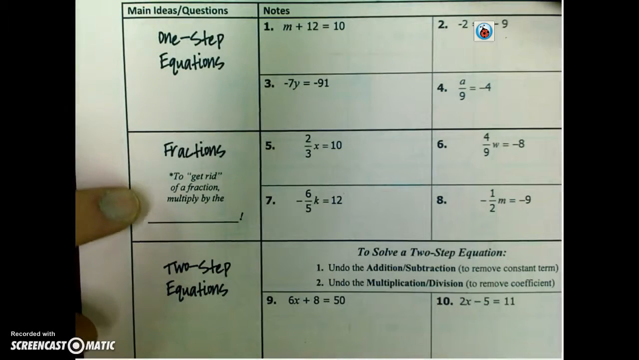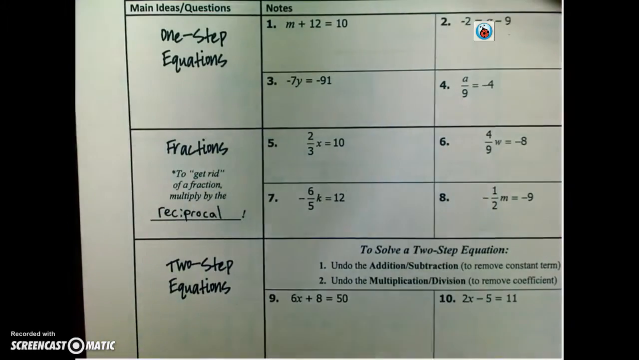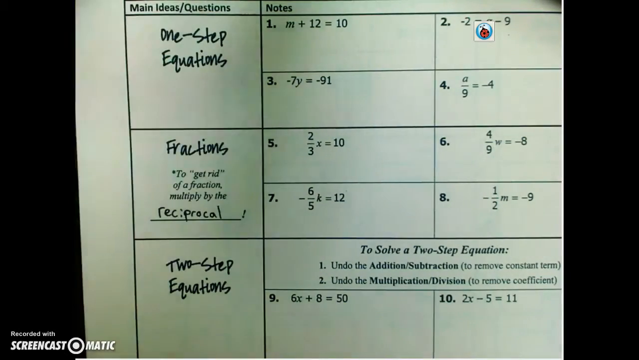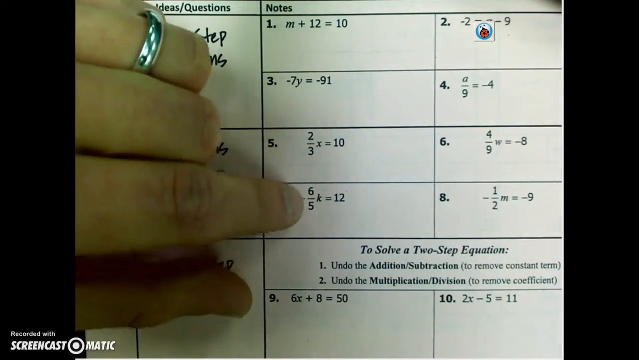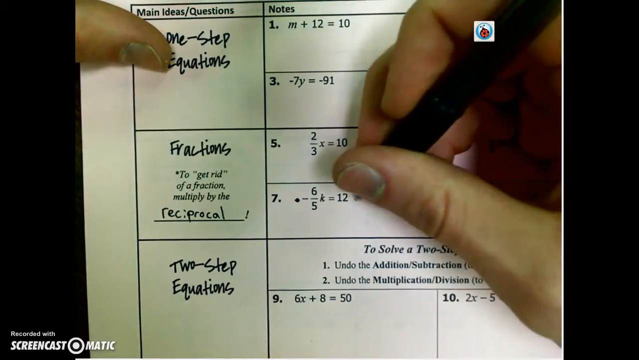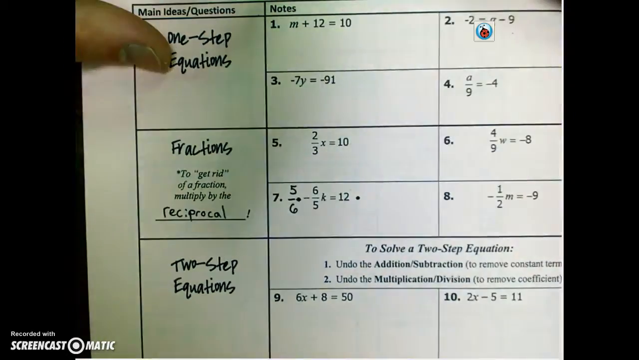But for the fractions, to get rid of a fraction, we multiply by the reciprocal. Alright, now what that means, the reciprocal is just the same fraction except the opposite. Right, and so we looked at this one here in class. But to take a look at this one here, if I wanted to get rid of this negative 6 over 5, right, because I'm trying to solve for k, we're going to want to multiply both sides by the reciprocal, which is a 5 over 6.